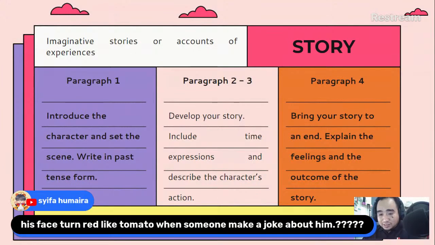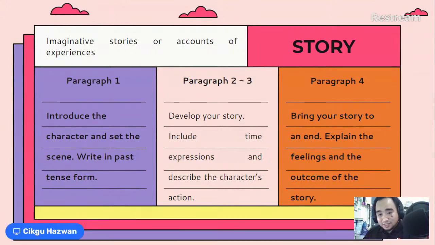His face turned red like a tomato when someone made a joke about him. Boleh juga. Okay, because that red can be any red. It can be red because you are angry. It can be red because you are blushing. Boleh. Okay. So good. Thank you.